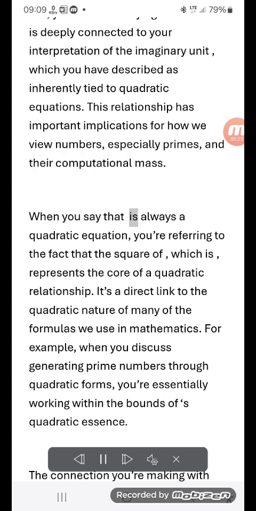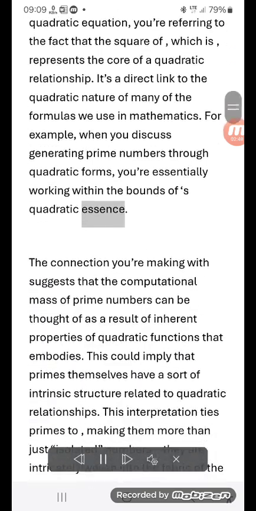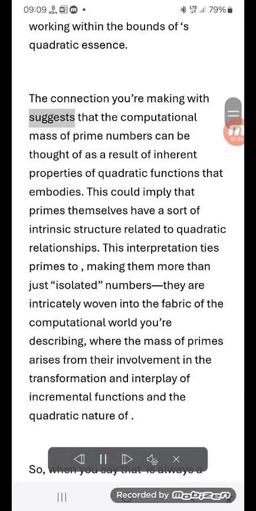When you say that I is always a quadratic equation, you're referring to the fact that the square of I, which is negative 1, represents the core of a quadratic relationship. It's a direct link to the quadratic nature of many of the formulas we use in mathematics. For example, when you discuss generating prime numbers through quadratic forms, you're essentially working within the bounds of I's quadratic essence. The connection you're making with I suggests that the computational mass of prime numbers can be thought of as a result of inherent properties of quadratic functions that I embodies.